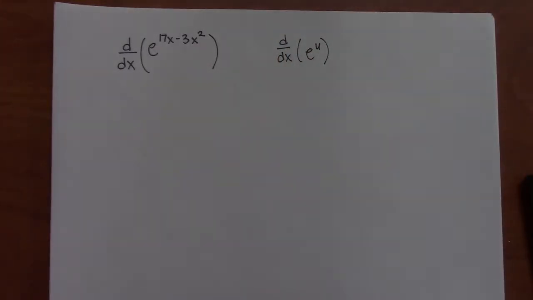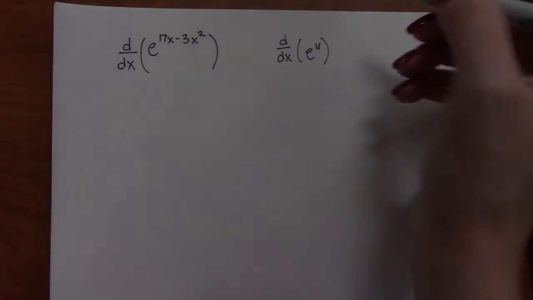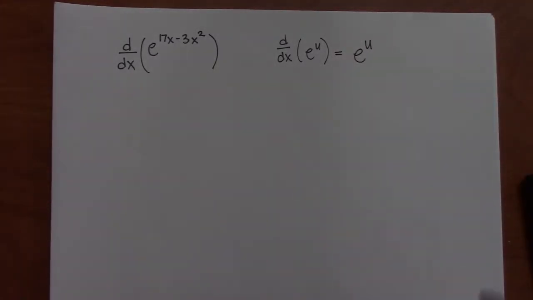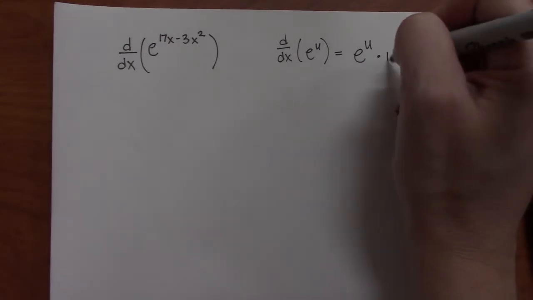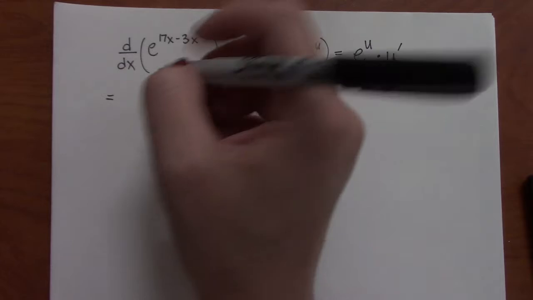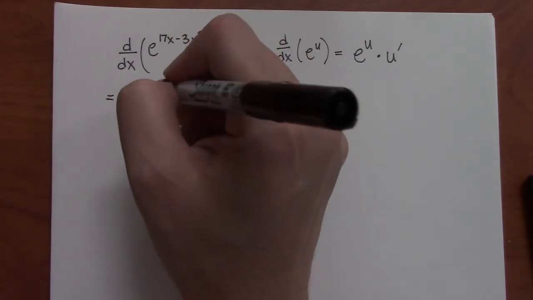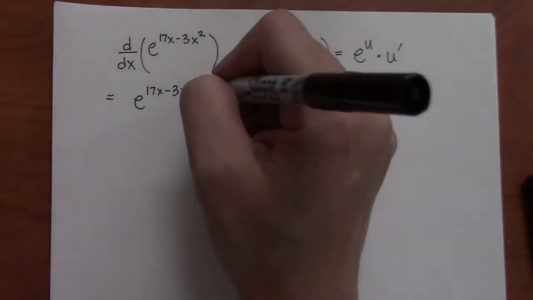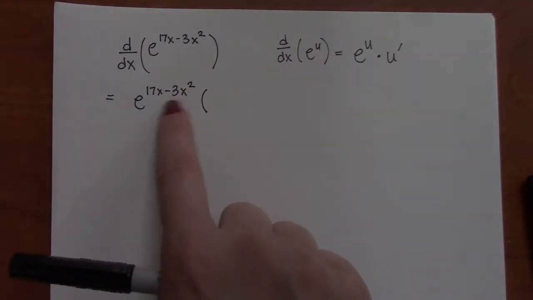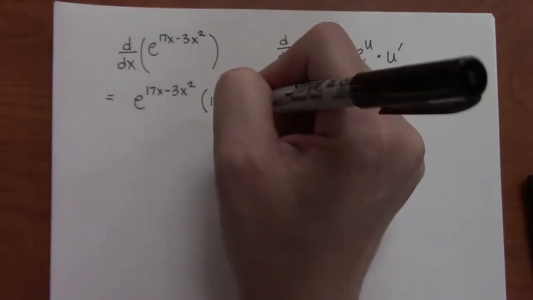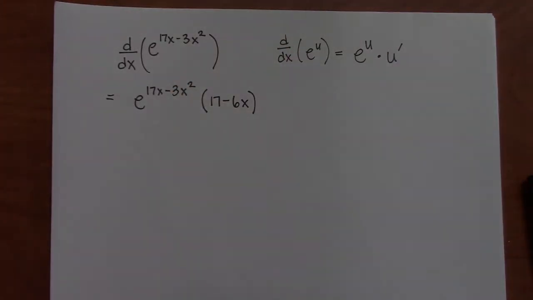This is what I mean when I say if we have e to the u. So the derivative of the outside function is just e to the u, just like e to the x is. And then we multiply it by the derivative of the inside function. So that means we leave the function intact. So there's e to the u, and then we multiply by the derivative of the stuff that was inside. So 17 minus 6x. Is everybody cool with that?